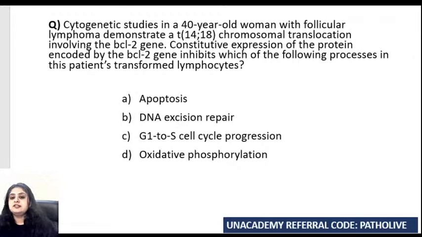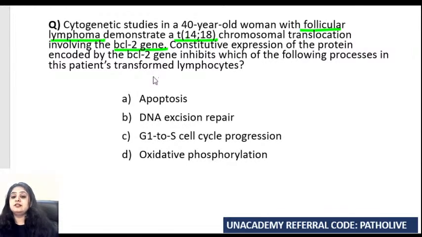Let's read. Cytogenetic studies of a 40-year-old woman with follicular lymphoma demonstrated a 14-18 chromosomal translocation involving the BCL2 gene. Constitutive expression of the protein encoded by BCL2 gene inhibits which of the following processes in the patient's transformed lymphocytes? So they've been very kind to you. They've given you the lymphoma, they've given you the translocation, they've given you the protein also. They're just asking you the function of that protein.